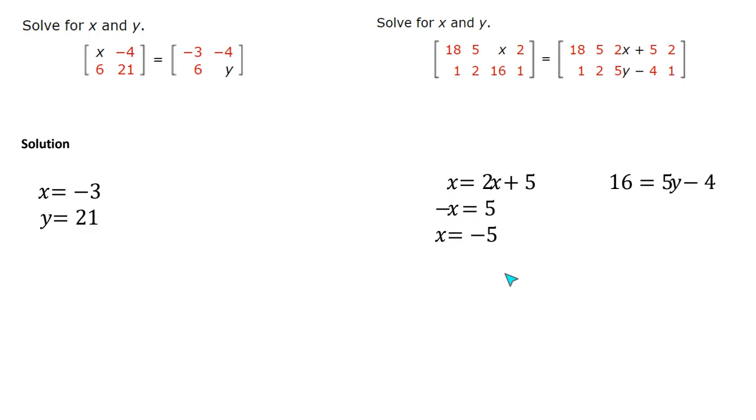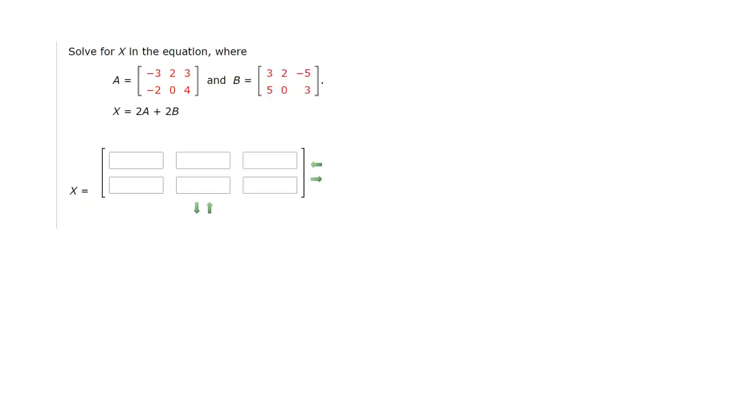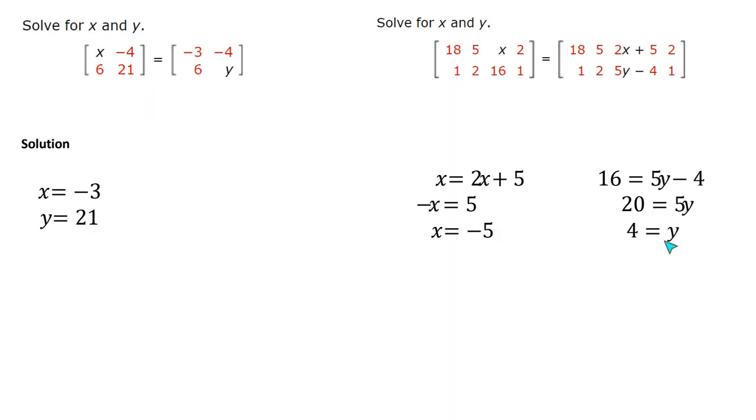So I subtract 2X, I get -X equals 5. So X is equal to -5. And then the other one is Y is equal to 4.